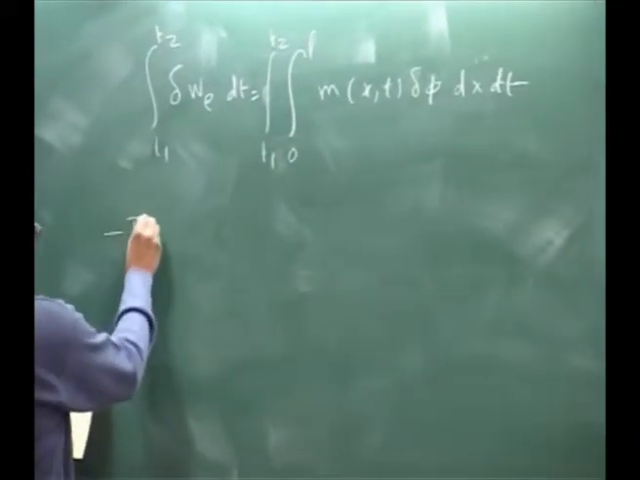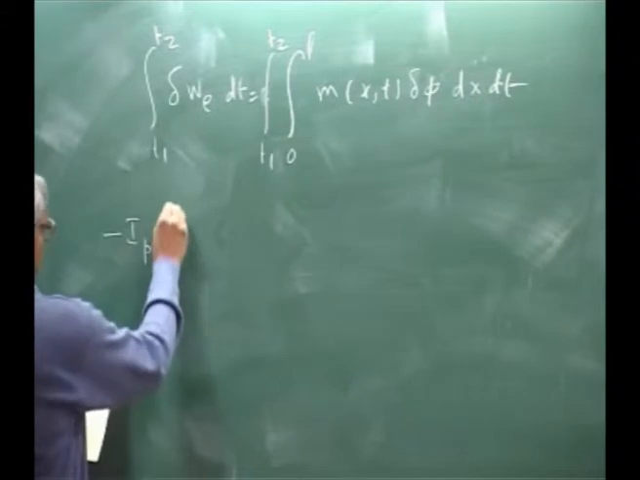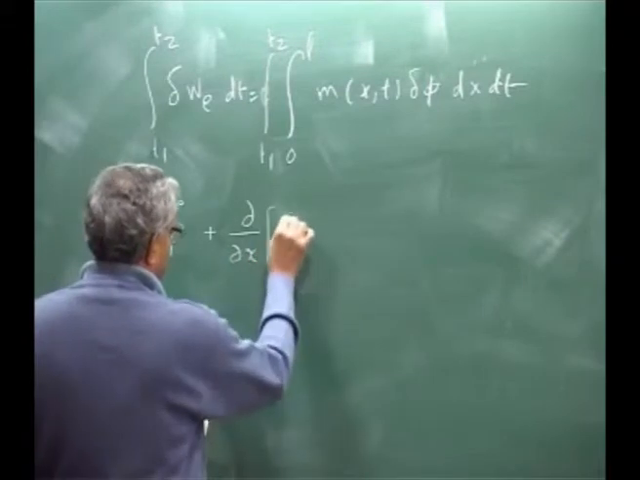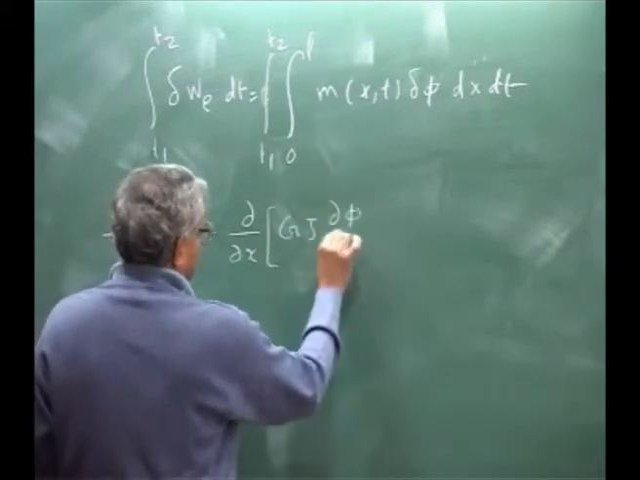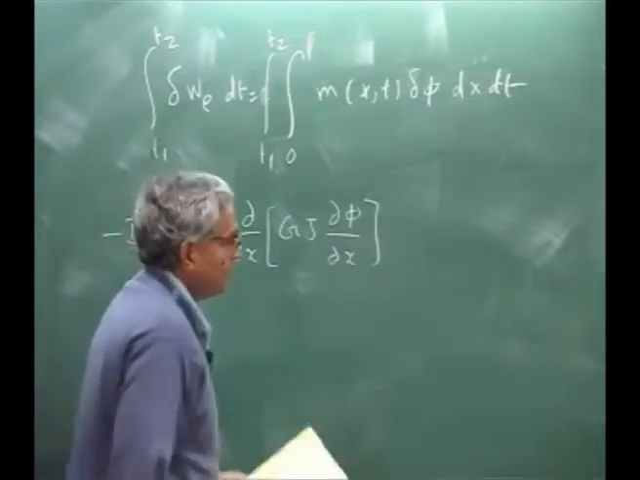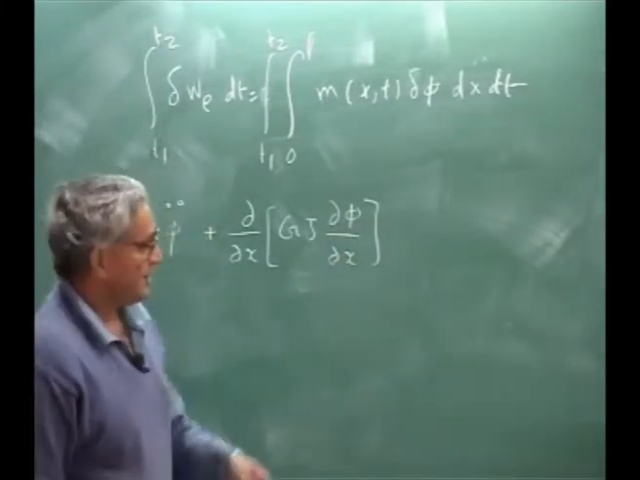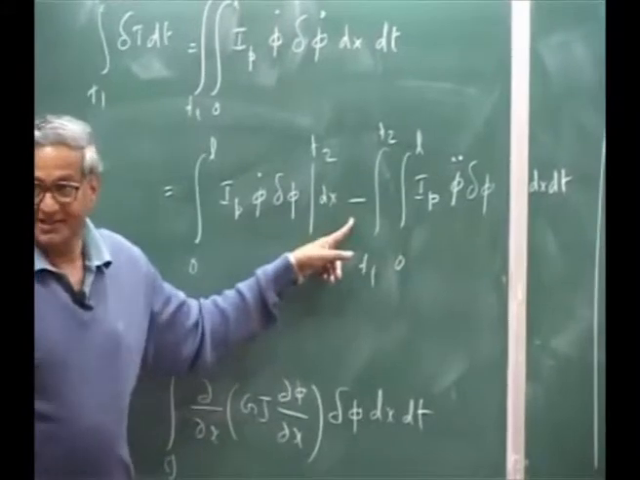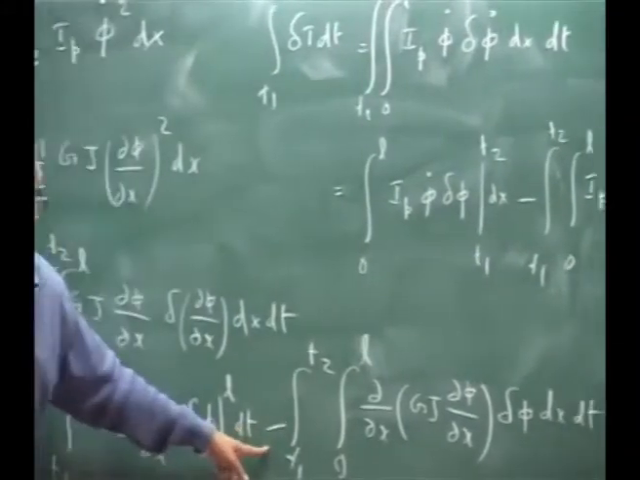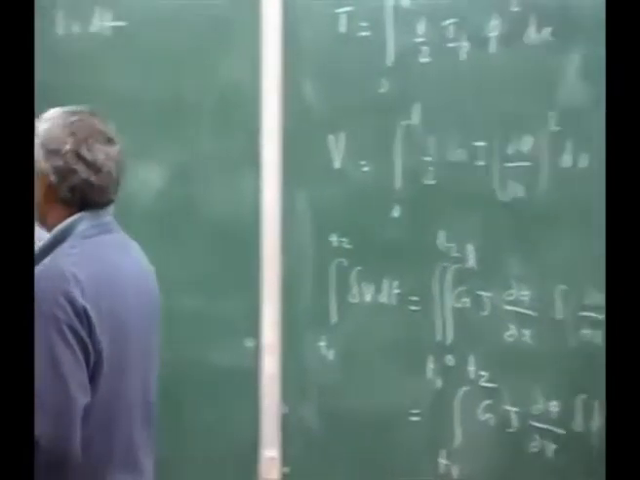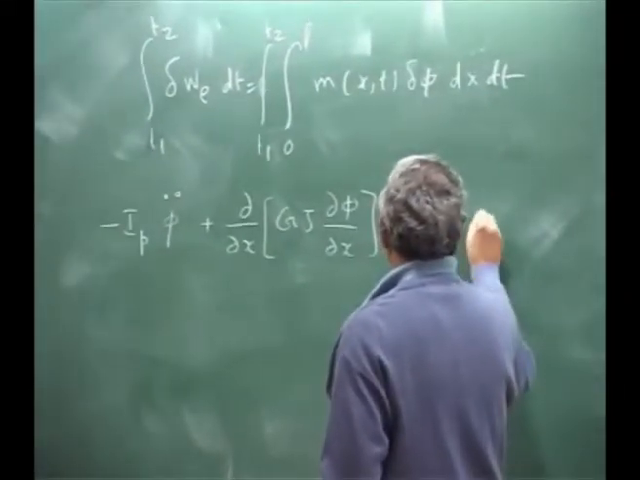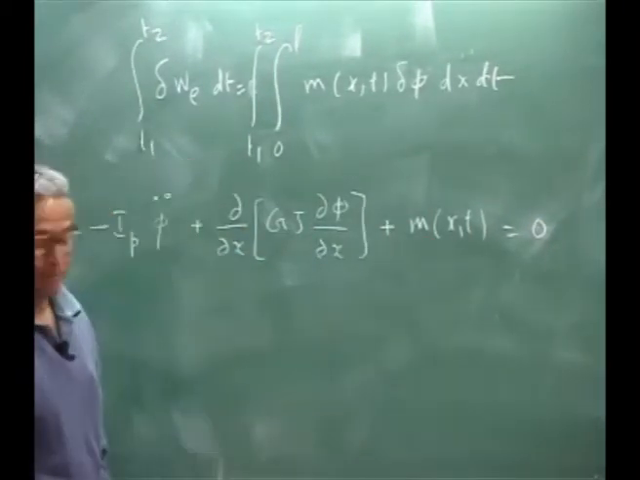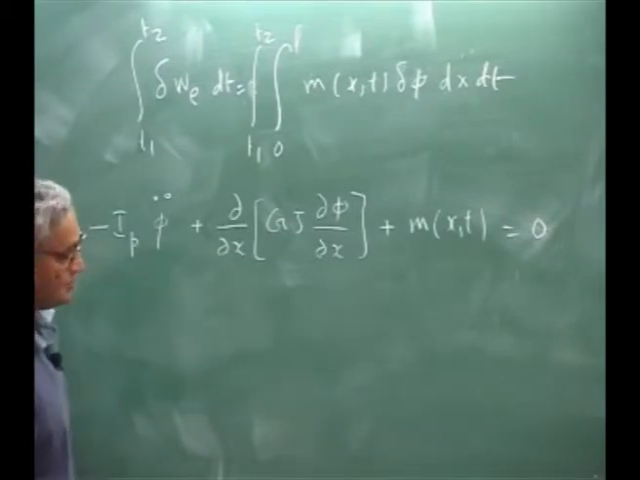The field equation will be Ip phi double dot plus delta over delta x of GJ delta phi over delta x, okay, because the first term is minus Ip phi double dot, that is a minus sign, and then T minus V. So the minus and minus give plus mx equals 0. This is my field equation. Okay. And then boundary condition you go.